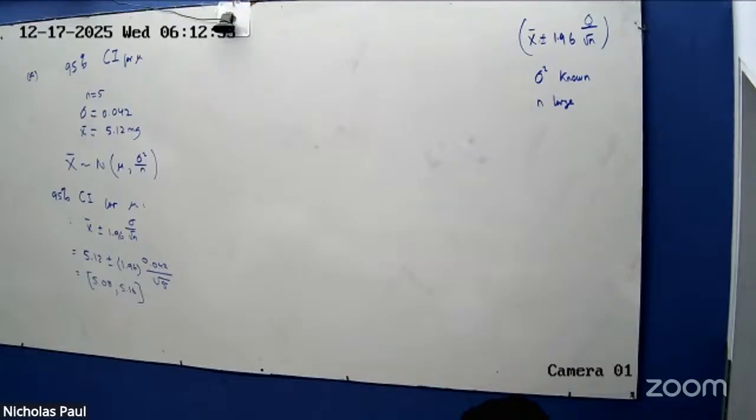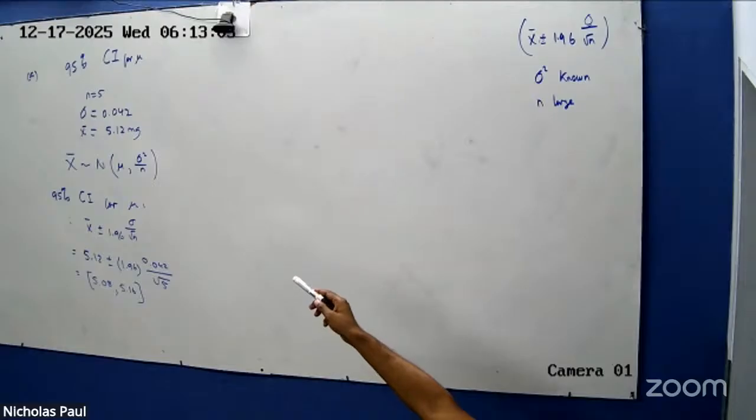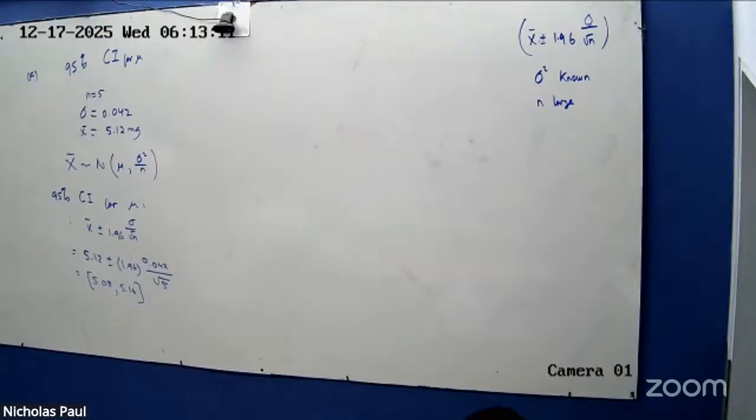And lastly, sometimes it comes from a normal, but we don't know sigma, and n is small. Right? So like in this case, if we didn't know sigma, sigma is unknown, then we have to use a new distribution called the T distribution. So we'll do that one last, because I want to show you how to read that T. Very similar.